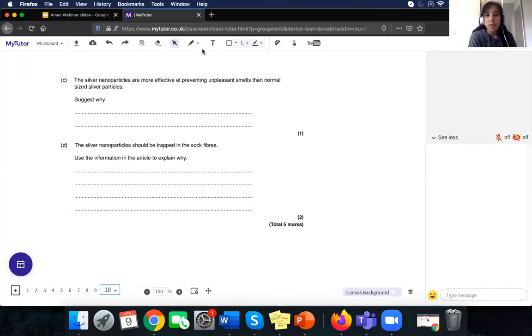Excellent, everyone's saying they have a larger surface area to volume ratio. Brilliant, so that means there are more particles on the surface and you would get the mark for just saying they have a larger surface area to volume ratio. It basically means they're more reactive, which is excellent.